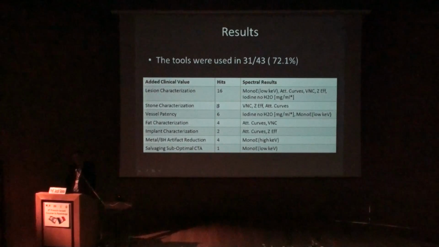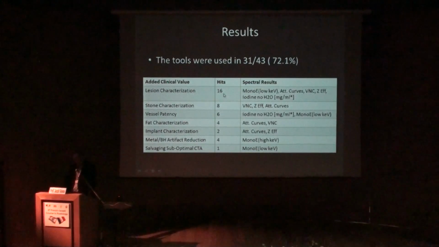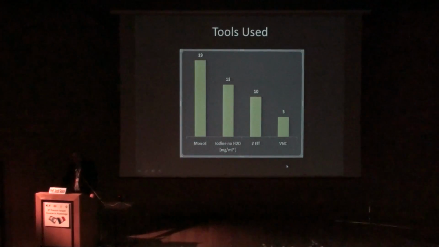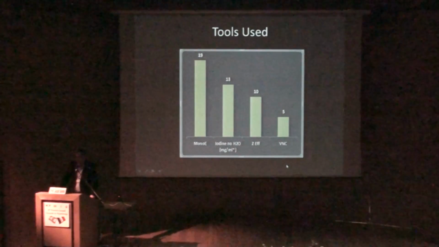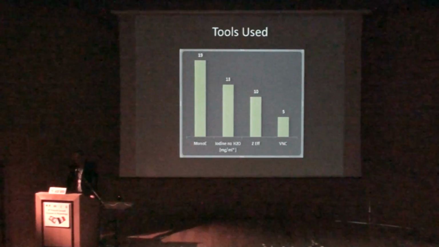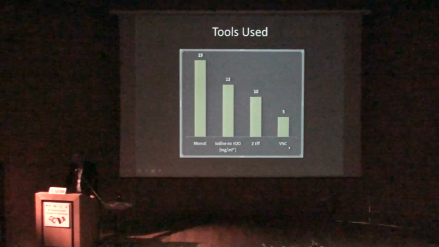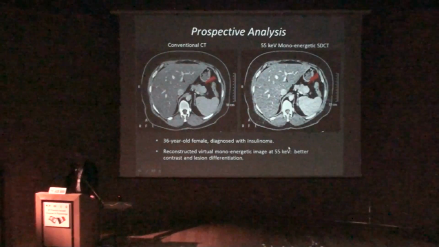We have the Philips dual energy scanner, and we use it for lesion characterization, for stones, vessel patency, and these are some of the tools that were used. The most frequently used tools were monoenergetic images, then iodine images, effective Z, and virtual non-contrast, which is again deleting iodine from the images.